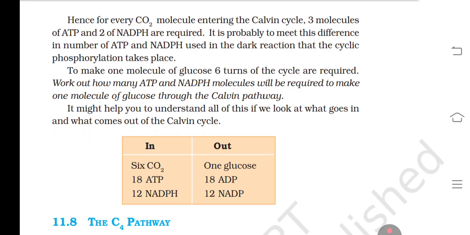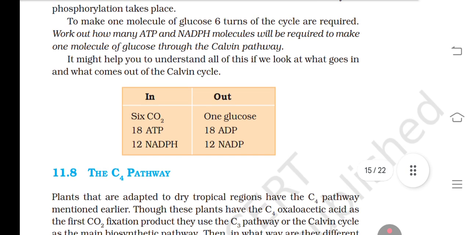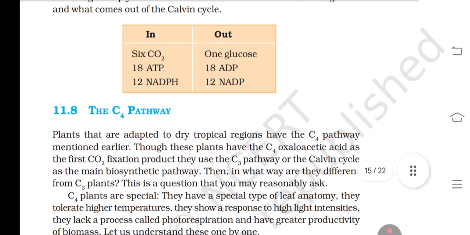To make one molecule of glucose, 6 turns of the cycle are required. Work out how many ATP and NADPH molecules will be required to make one molecule of glucose through the Calvin pathway. It might help you to understand all of this if you look at what goes in and what comes out of the Calvin cycle: 6 carbon dioxide and 1 glucose, 18 ATP, and 12 NADPH.